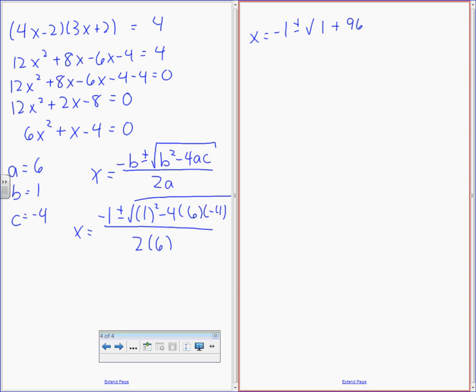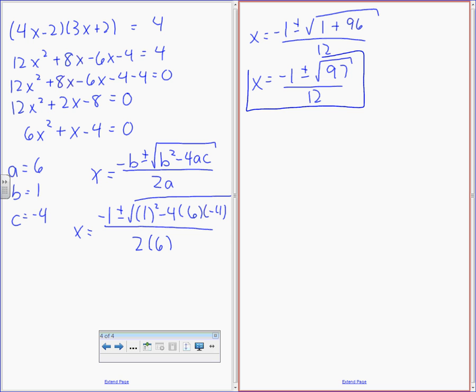All right, so let's keep going here then. So this turns into 1 plus or minus that all over 12. So x equals -1 plus or minus the root of 97 over 12. And you can leave it just like that. I'm okay with that as an answer. 97, I don't think breaks down into anything. Does it? I don't believe so. 97 is a prime number, I think.